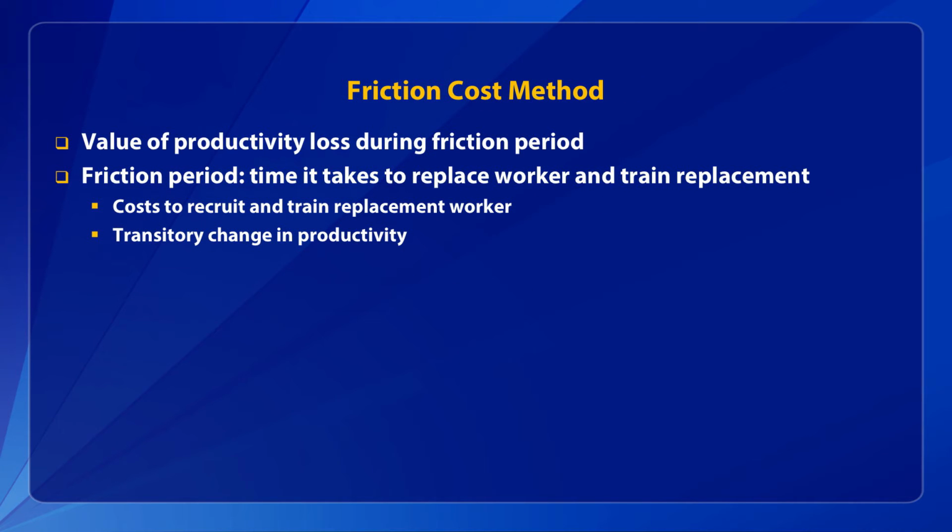An alternative to measuring productivity loss by the human capital approach is the friction cost method, which is typically used in European economic evaluations. This method is based on valuing productivity loss in the costs required to replace a given worker and the loss in productivity during the time it takes to do so.